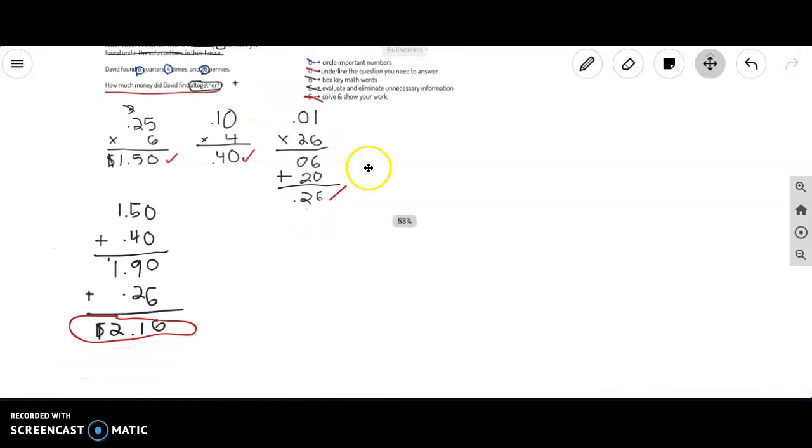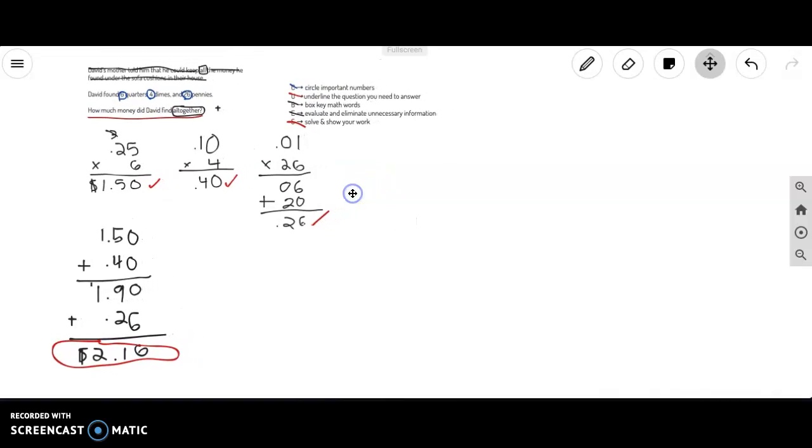So these are all the steps that we need to follow to solve a word problem like this. So again, just to sum up, we used the cubes method to break down the word problem. We then converted all of the values, quarters, dimes, and pennies, into decimals so that we can then add them to find the altogether part of this. And then we found our altogether to be $2.16.